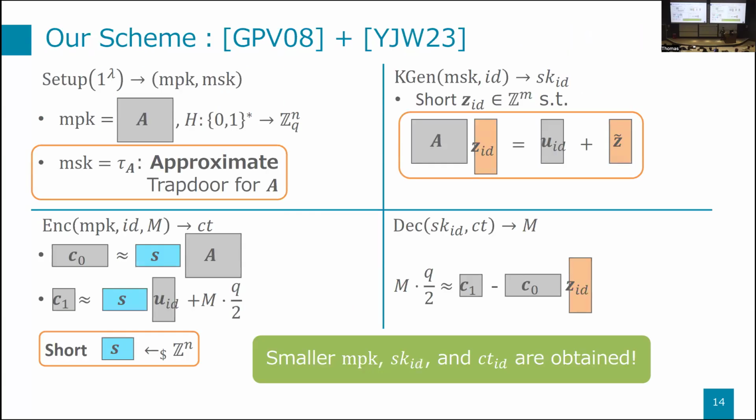So this is our scheme, and these orange boxes are the differences from GPV IBE. The main difference is that the master secret key is an approximate trapdoor and the secret key is an approximate preimage z.